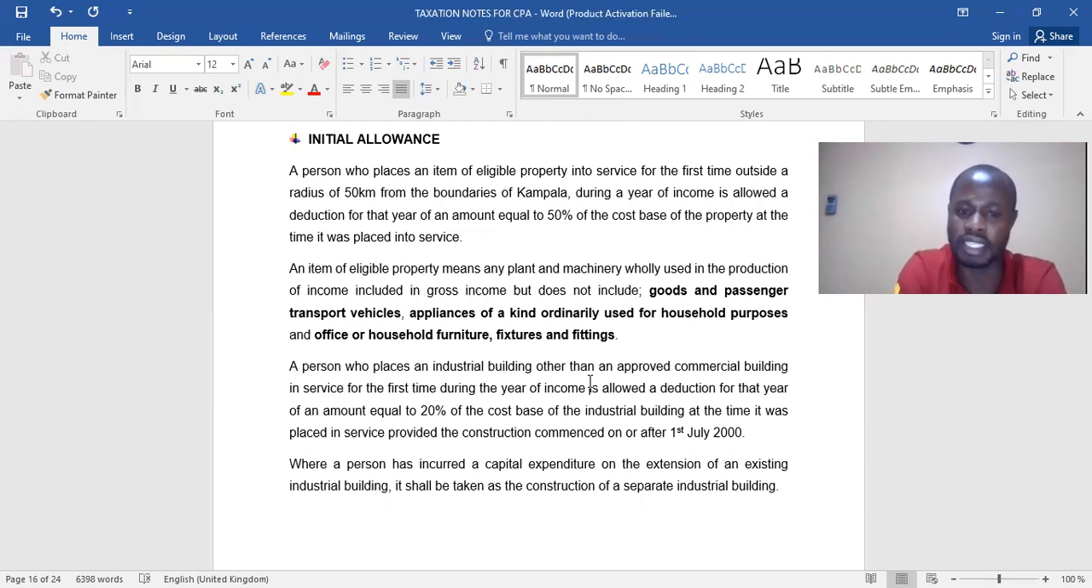A person who places an industrial building, other than an approved commercial building, in service for the first time during the year of income is allowed a deduction for that year for an amount equal to 20% of the cost base of the industrial building at the time it was placed in service, provided the construction commenced on or after 1st July 2000. So the rate of initial allowance on industrial buildings is 20%. But we are saying that this initial allowance does not apply to an approved commercial building. We are going to look at approved commercial buildings shortly.